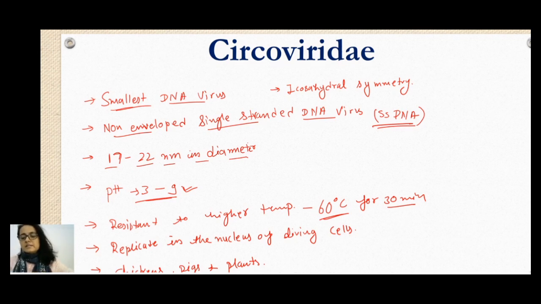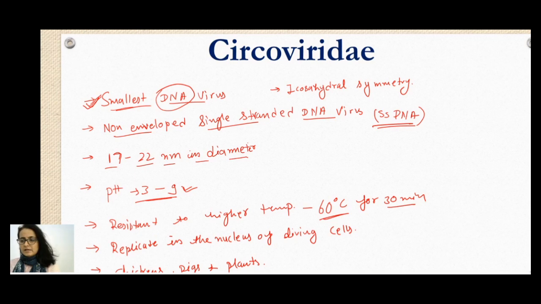So these are the general features of the Circoviridae family. They are the smallest virus, the important point being that they are the smallest DNA virus. All viruses in the Circoviridae family are non-enveloped, single-stranded DNA viruses. The diameter of the virus is 17 to 20 nanometers.